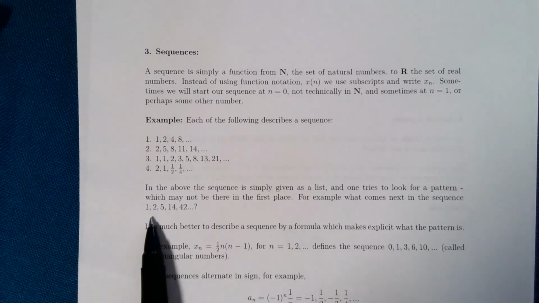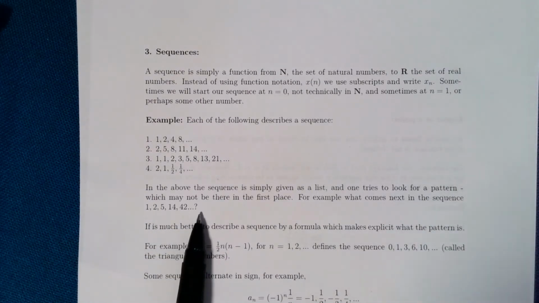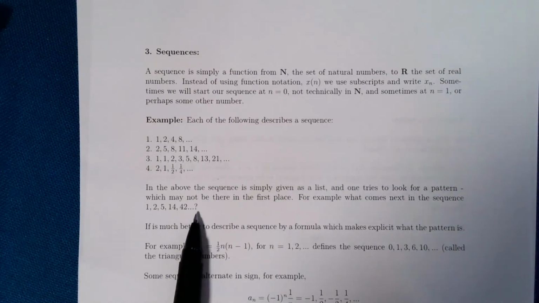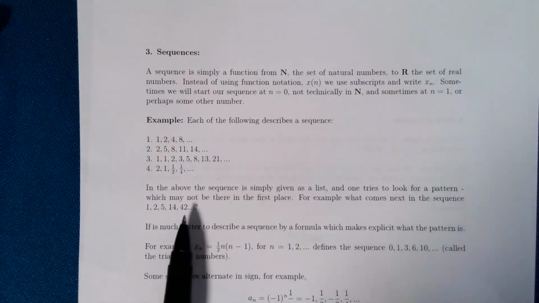For example, if I give you this sequence, 1, 2, 5, 14, 42, what's the next number? I've got no idea. I can't even see what the pattern might be here. I could put any number down next to that one. So it's not obvious as to what the pattern is in this sequence. I'm sure I could cook up something where this would follow some kind of pattern, but it's not obvious what it is.